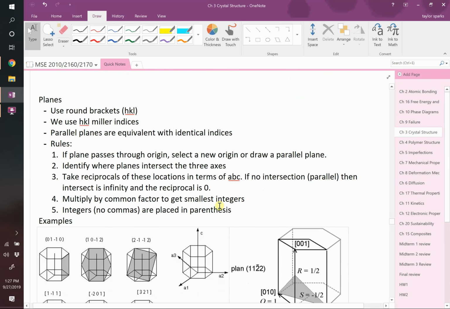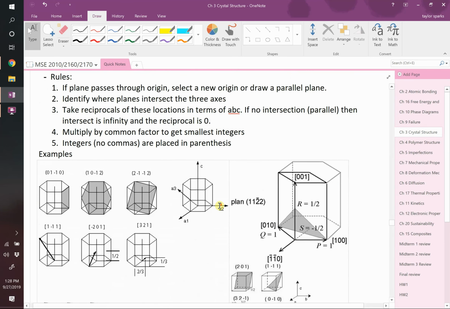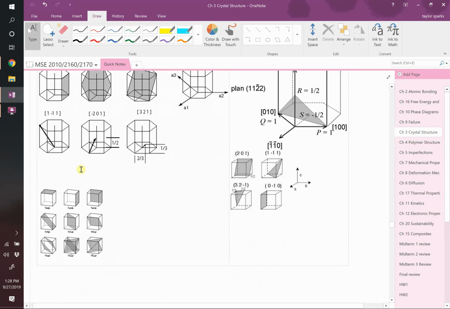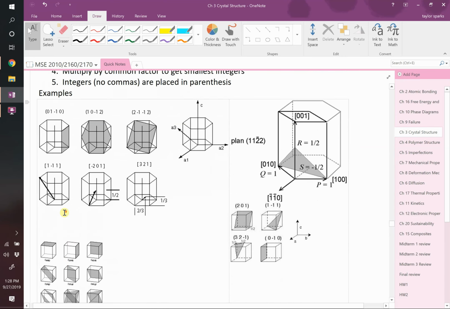Planes are harder, and planes are hard for students to grasp typically. But we have some sweet rules that make it really easy. Okay? We're going to skip all the hexagonal ones. But these different cubic ones, how do you go about labeling these things? They're clearly different, so how do we label them? There's some rules. Here's the rules.